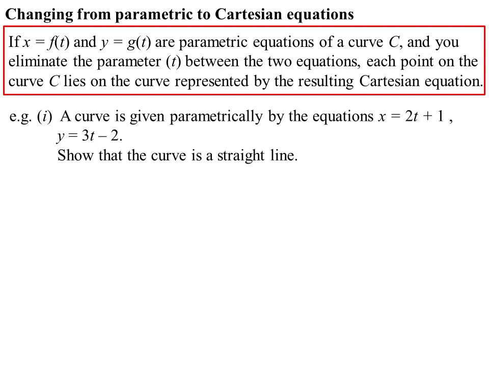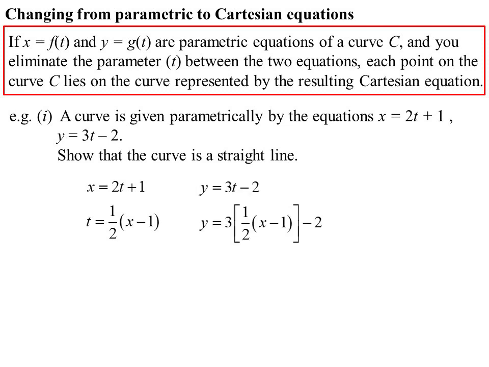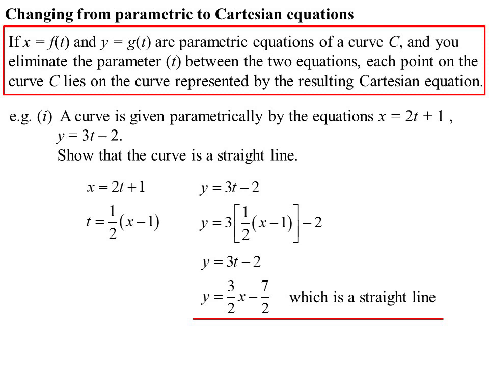Here we go. x is 2t plus 1, y is 3t minus 2. Show this ends up being a straight line. Doesn't really matter which one we make t the subject in. They're both going to be just as easy as each other, I suppose. So I usually start with the x. So x is 2t plus 1, so t is a half of x minus 1. Sub that into the y. There's our equation, and it is something we recognise to be the equation of a straight line. Yes, that is a straight line.